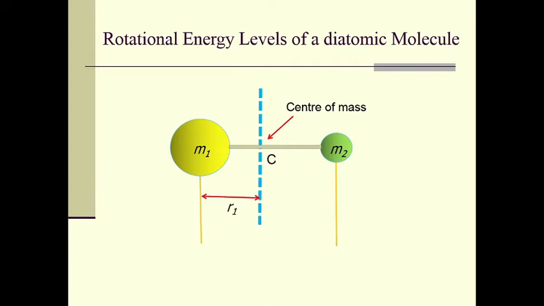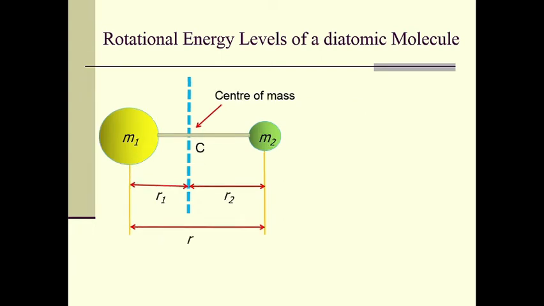Let R1 be the distance of mass m1 from center of mass C and R2 the distance of mass m2 from center of mass C. Let R be the bond length of the molecule. Therefore, we can write R is equal to R1 plus R2. Let us call it equation 1.